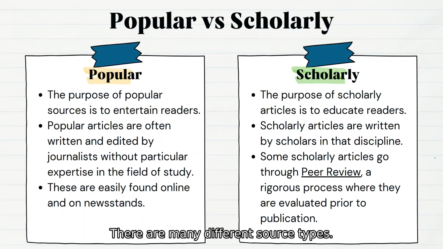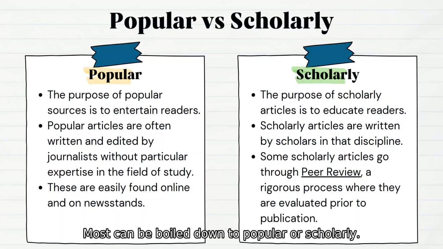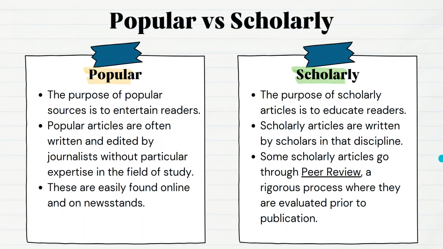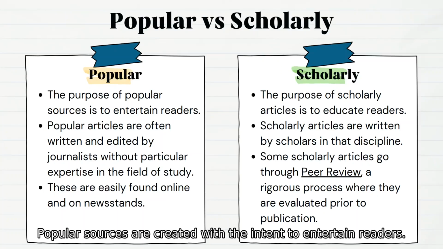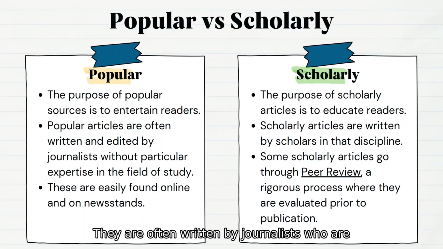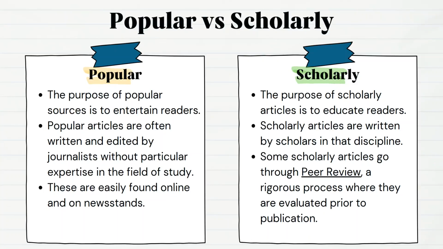There are many different source types. Most can be boiled down to popular or scholarly. Popular sources are created with the intent to entertain readers. They are often written by journalists who are not experts in that field, and they are easily found online and on newsstands. They often do not cite their sources.